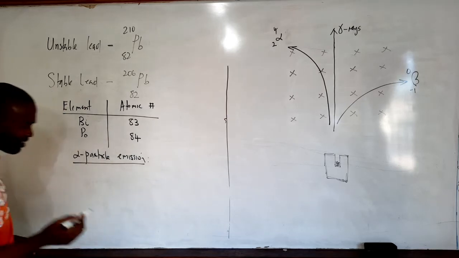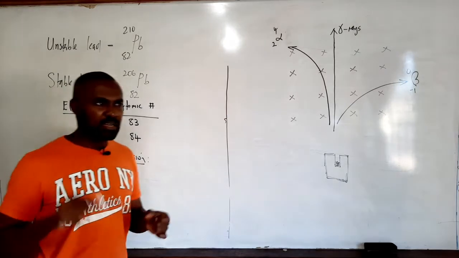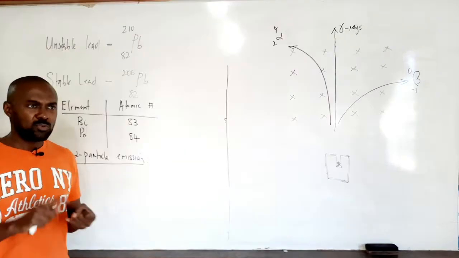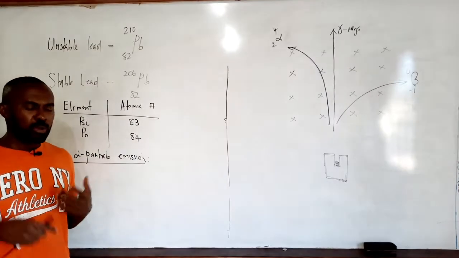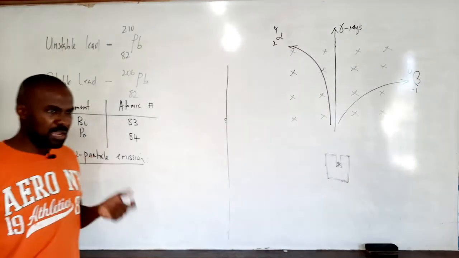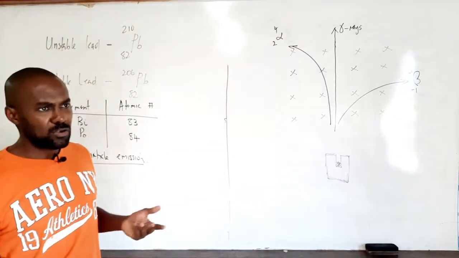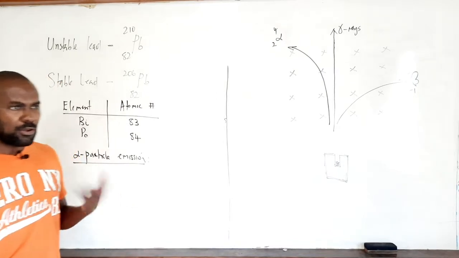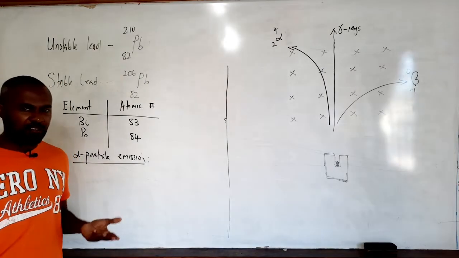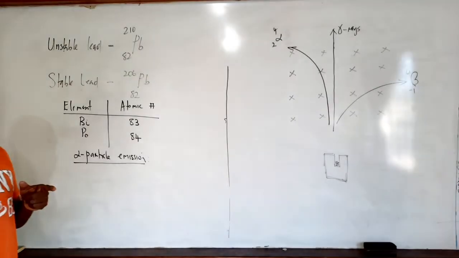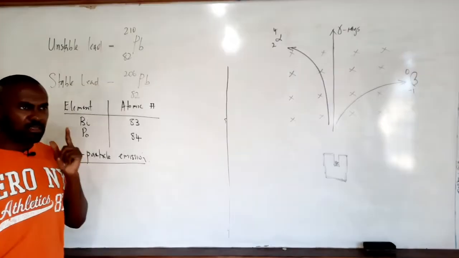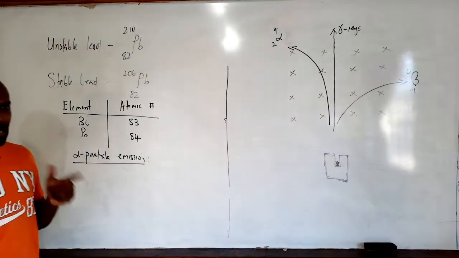Now once again, alpha particles are helium nuclei. So they have 2 protons and 2 neutrons and therefore have a mass number of 4. Whenever an unstable parent atom or parent nuclide undergoes emission of an alpha particle, the mass number reduces by 4 and the proton number decreases by 2.